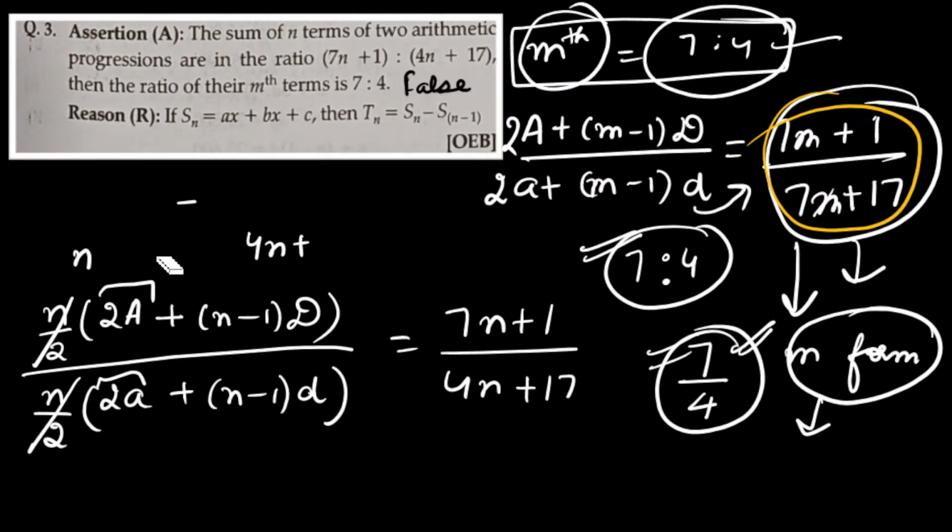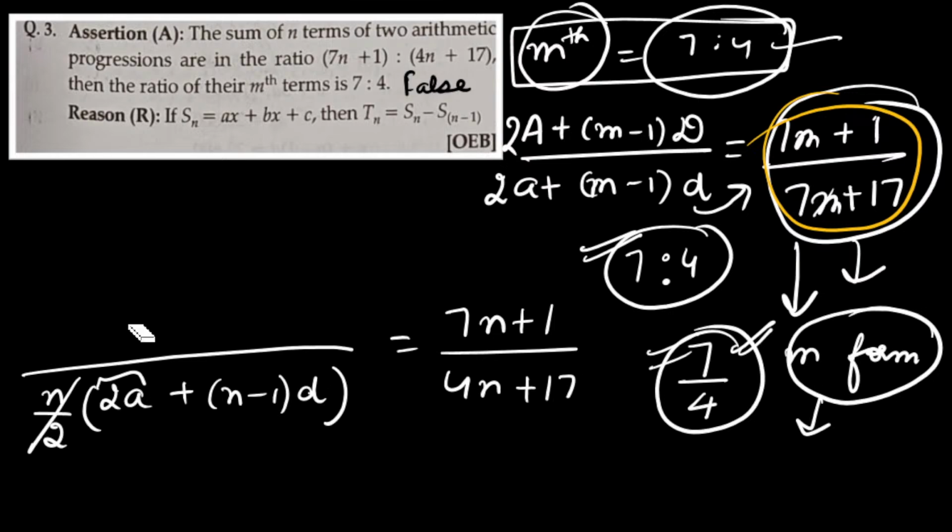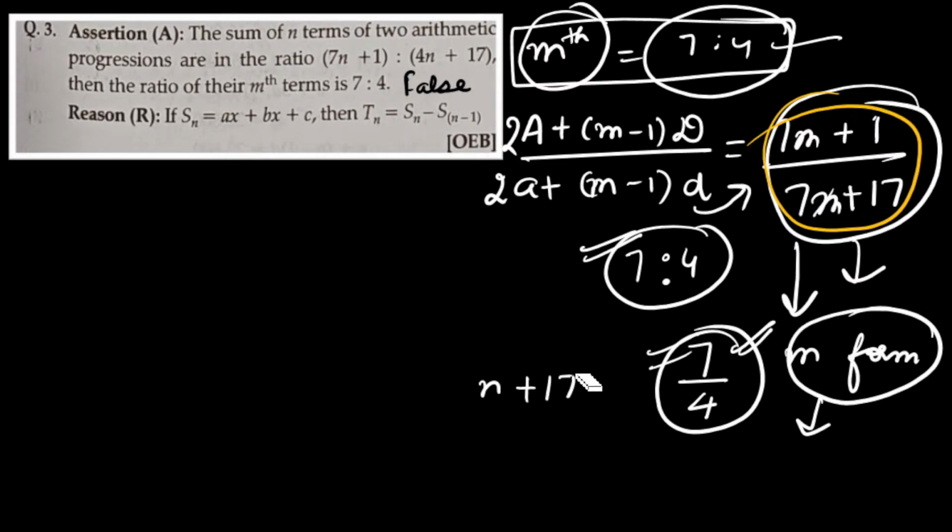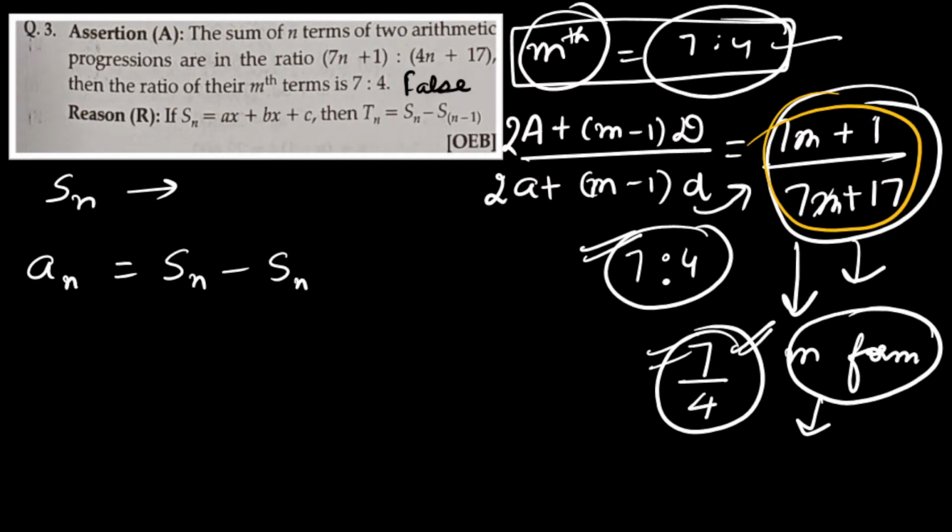Let's see the reason for this one. What's the reason they have mentioned? For the reason they have mentioned, if Sn is given to us, Sn in some general form, then Tn, Tn means An only. At the starting itself I told you either you can write Tn or you can write An. So they're telling An we can find from Sn by using this formula Sn minus Sn minus 1.